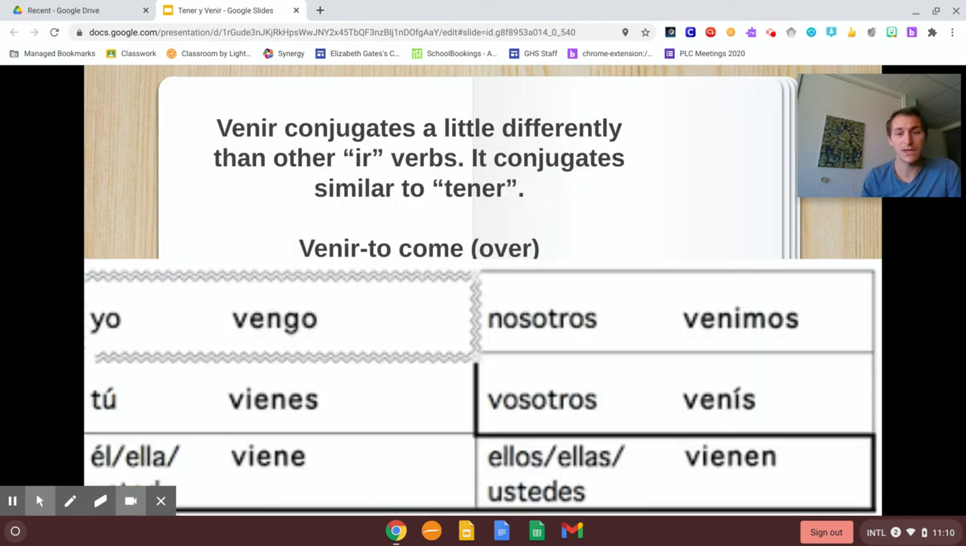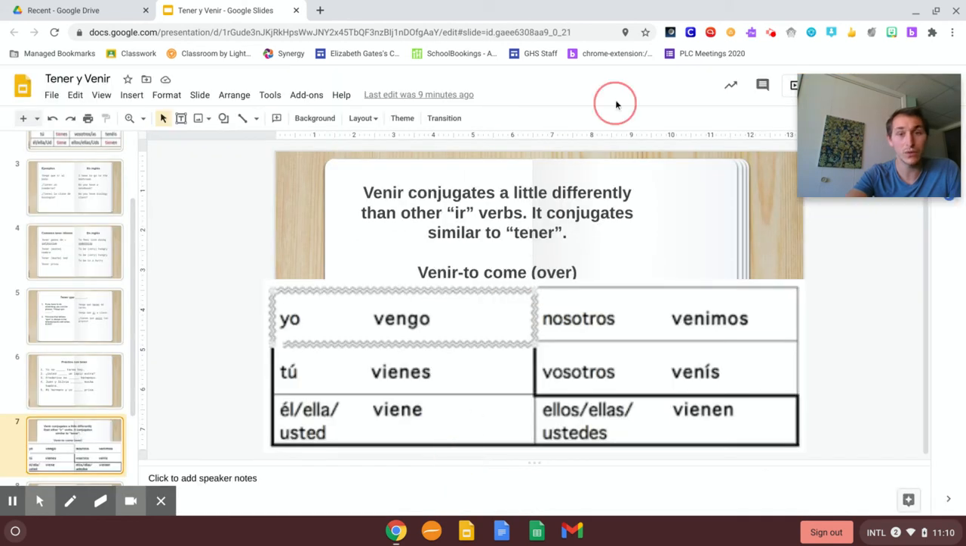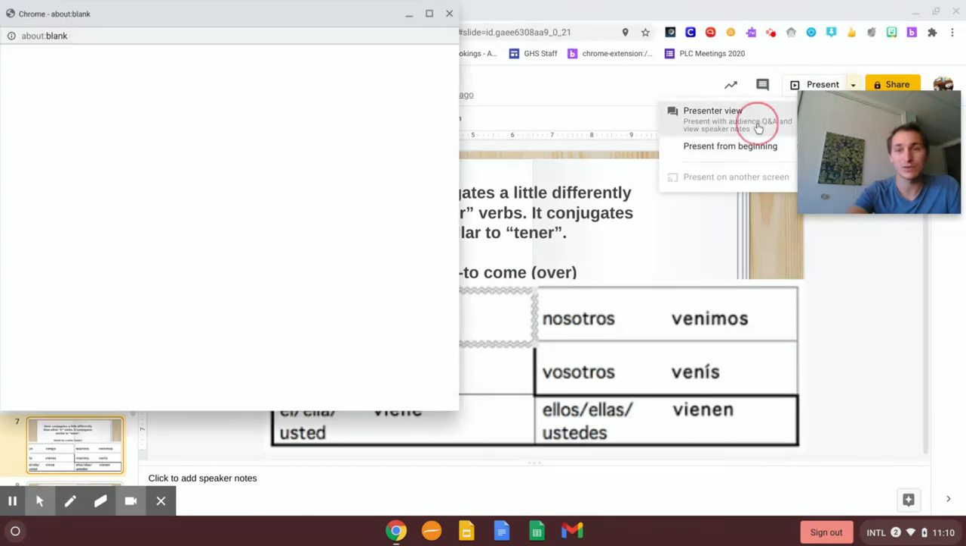Continuemos. Venir, venir. All right, so venir, let's exit this so we can see everything really well. Oh, not quite like that. Presenter view.